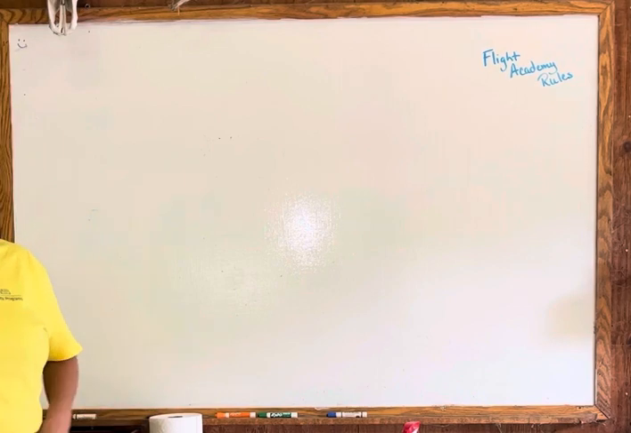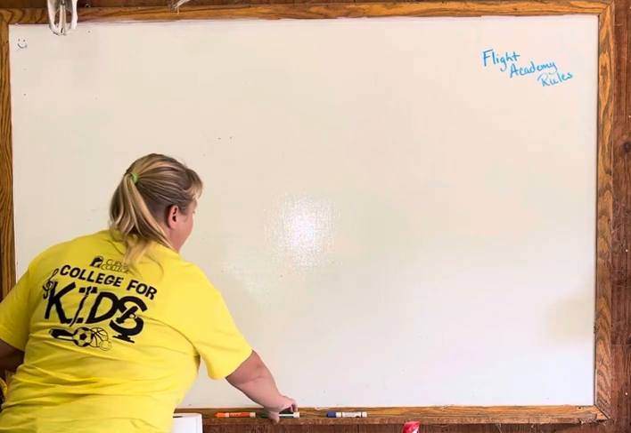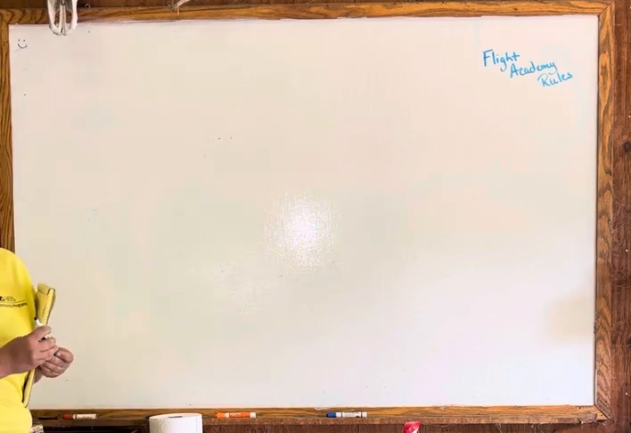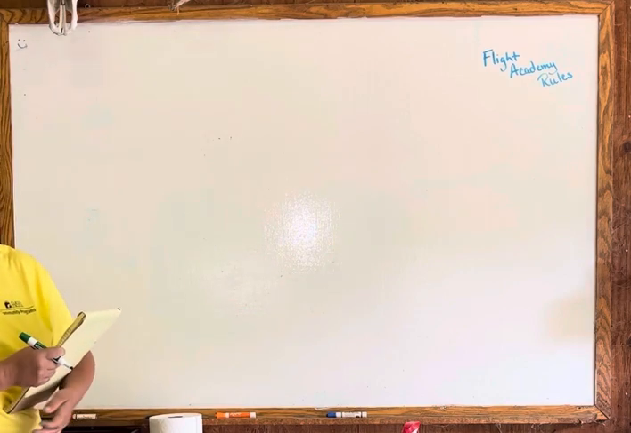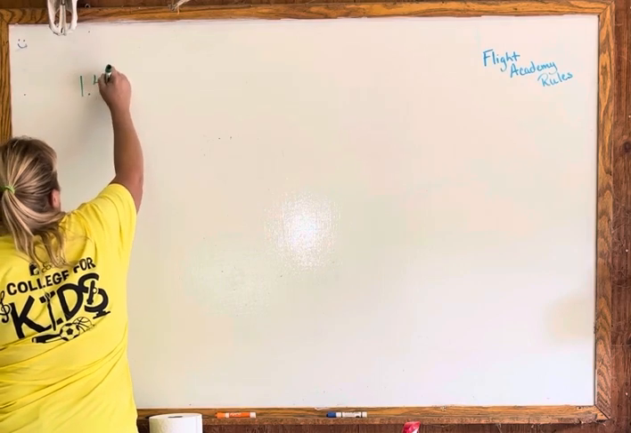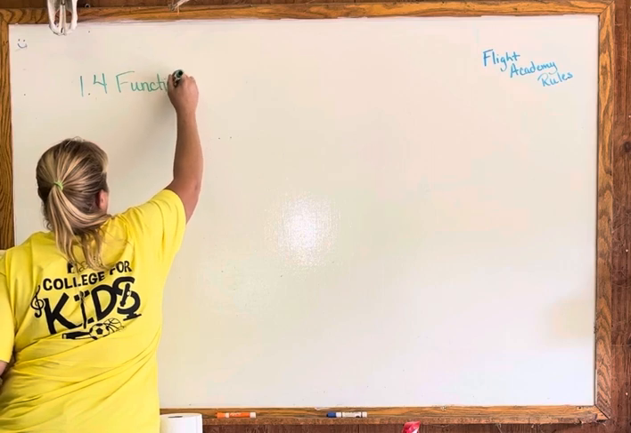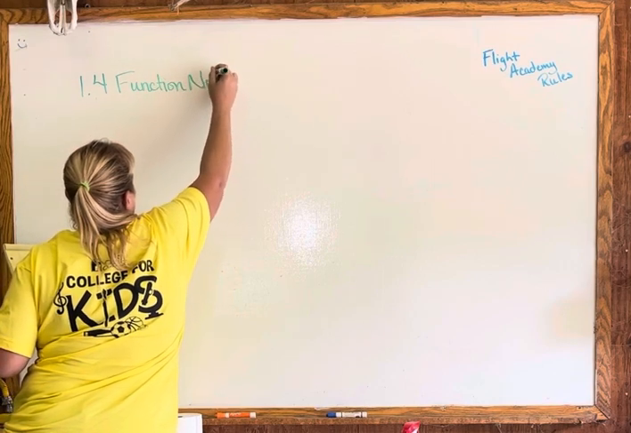So we were talking about functions before, and we're going to continue to talk about functions a little bit more over the next couple lectures. 1.4 is function notation. So now that we've decided how to figure out if a relation is a function, now we need to use notation. So we're in 1.4, function notation.